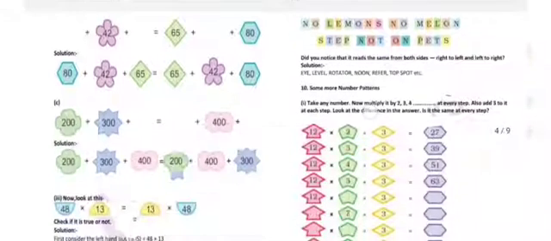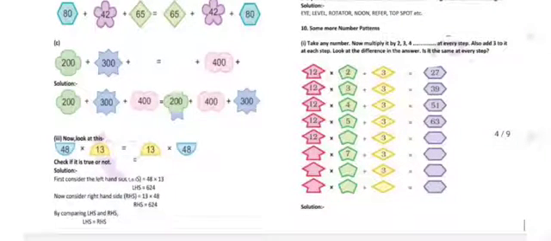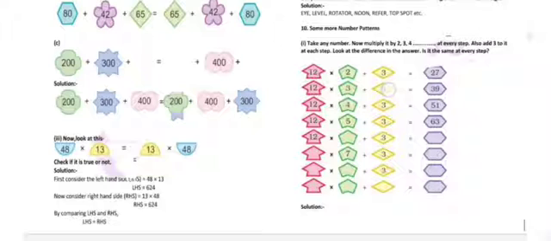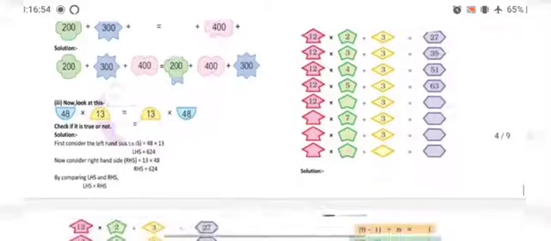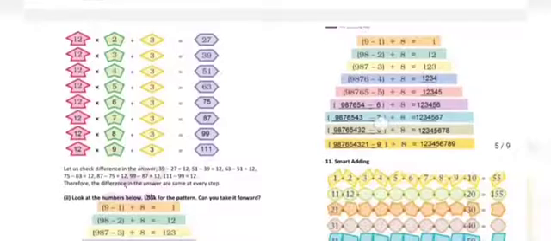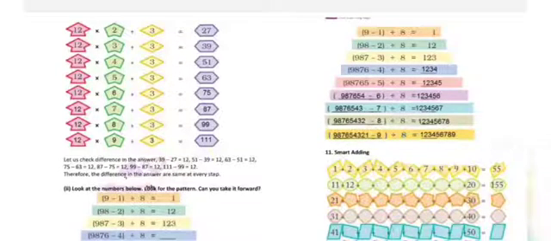Now look here, students. 12 2s are 24. When you add 3, it will be 27, right? 12 3s are 36, plus 3 will give you 39. Students, like this you will calculate and write in the boxes. Okay, now look here, all the solution is also done for you.